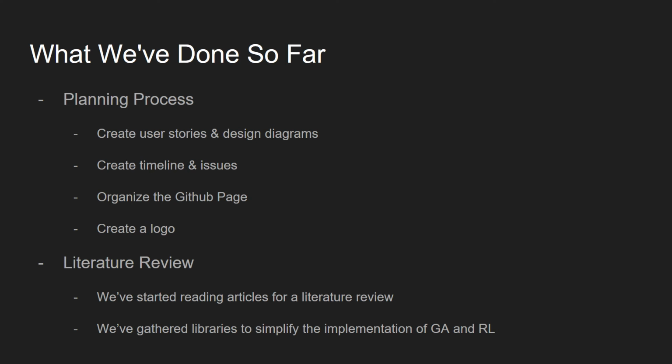So what we've done so far is dedicated a lot of our time to the planning process. We've created a variety of user stories and design diagrams as requested for the class by Dr. Enigstein. We've created a timeline and issues/tasks to kind of organize our work for the rest of our time. We have also organized a GitHub page for our project to help increase public viewability, and we have also created a logo. In addition, we've begun working on literature review, and we've started reading articles for the literature review, and we've also started gathering libraries to simplify the implementation of genetic algorithms and reinforcement learning.